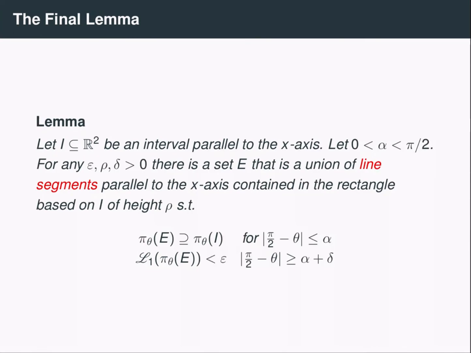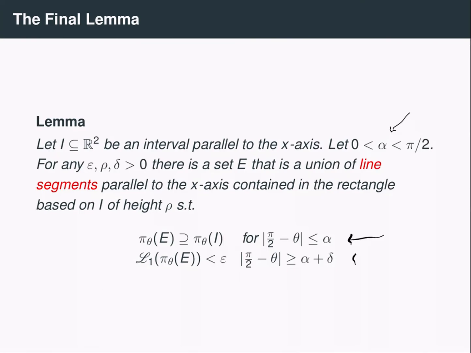So suppose again that I have an interval I in the plane parallel to the x-axis, and I have some small number alpha between 0 and pi over 2. Then for any other small numbers epsilon, rho, and delta, we can find a set E that's a union of line segments parallel to the x-axis, and it's contained in this very narrow rectangle based on I of height rho, so that the following holds. For all angles that are in this narrow alpha neighborhood of the angle pi over 2, the projections of E contain the projections of I.